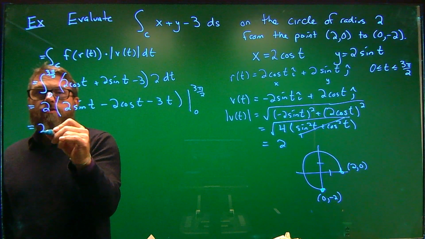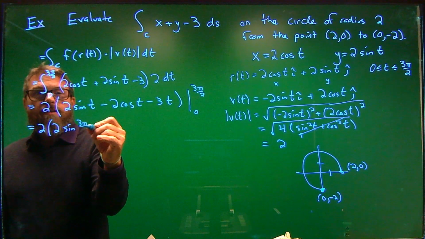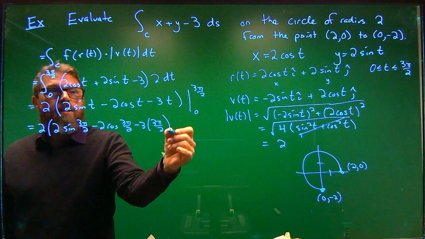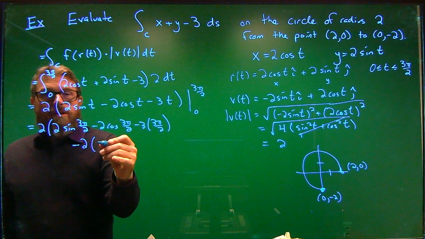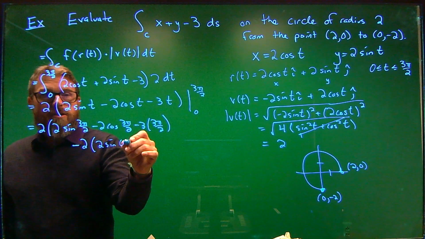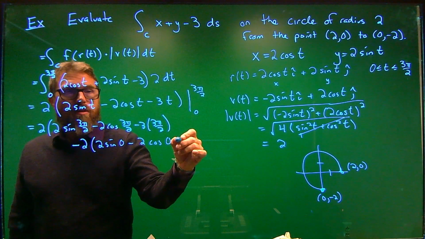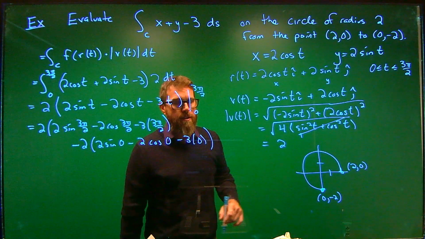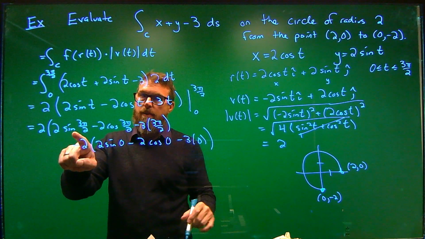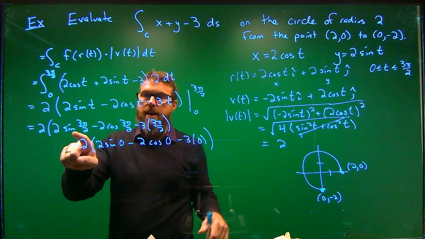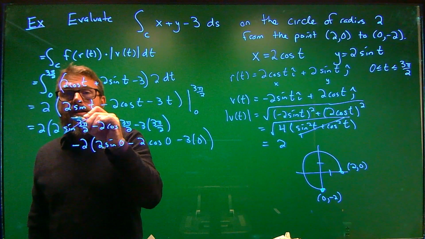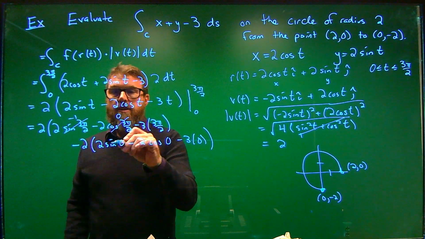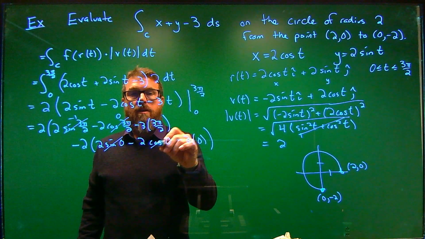So plugging these in, 2 times 2 sine 3 pi over 2 minus 2 cosine 3 pi over 2 minus 3 times 3 pi over 2. Then we're also going to have to subtract 2 times, plugging in 0, 2 sine 0 minus 2 cosine 0 minus 3 times 0. All right, so let's figure out the values of these things. The sine of 3 pi over 2 on the unit circle, the sine is the y coordinate, so this is going to be -1. The cosine is the x-coordinate, which is equal to 0. Similarly, the sine of 0 is 0 and the cosine of 0 is 1.